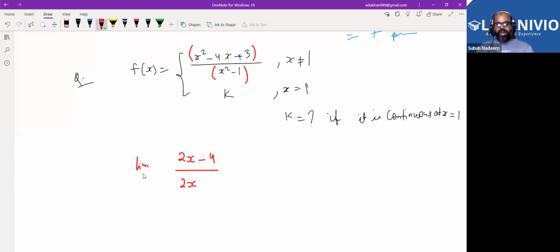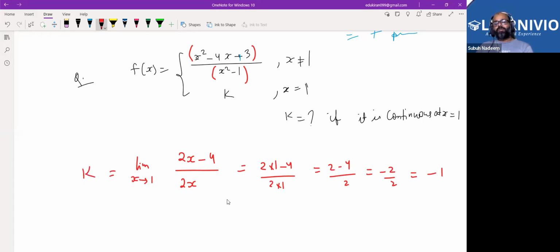Now we apply limit x approaching 1. So this will be 2 into 1 minus 4 by 2 into 1. So this will be 2 minus 4 by 2, which is minus 2 by 2, which will be minus 1. And that is the value of k for it to be continuous. This is your answer.